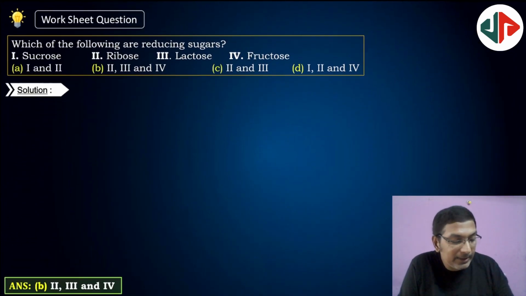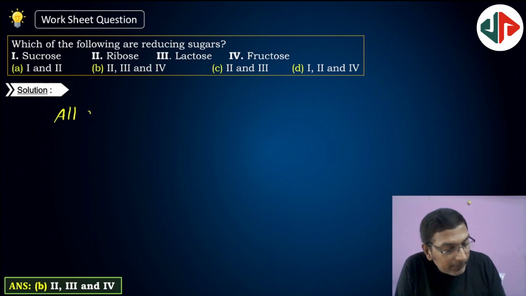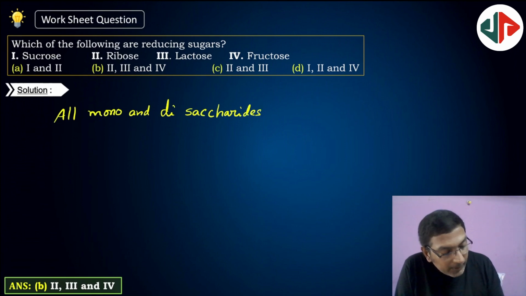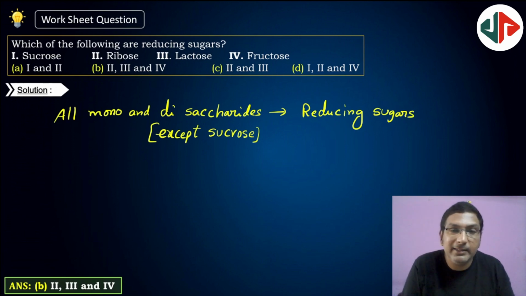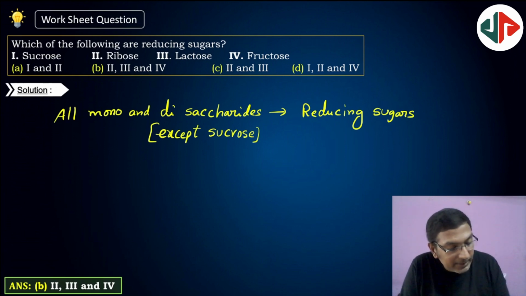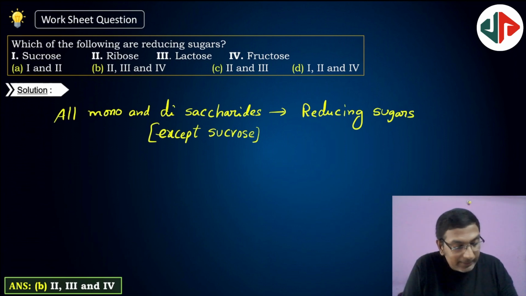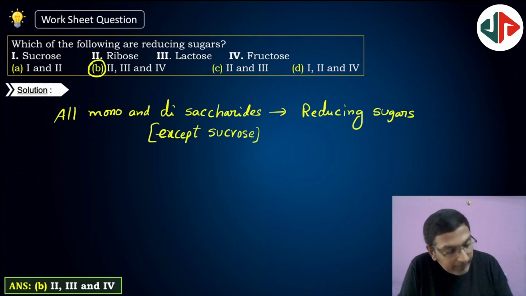So which of the following are reducing sugars? So we know all mono and disaccharides except sucrose are reducing sugars. Very important. All mono and disaccharides except sucrose, which is a disaccharide, are reducing sugars. See here, check option. Ribose, monosaccharide. 3. Lactose, disaccharide. 4. Fructose, monosaccharide. All are reducing. B option.